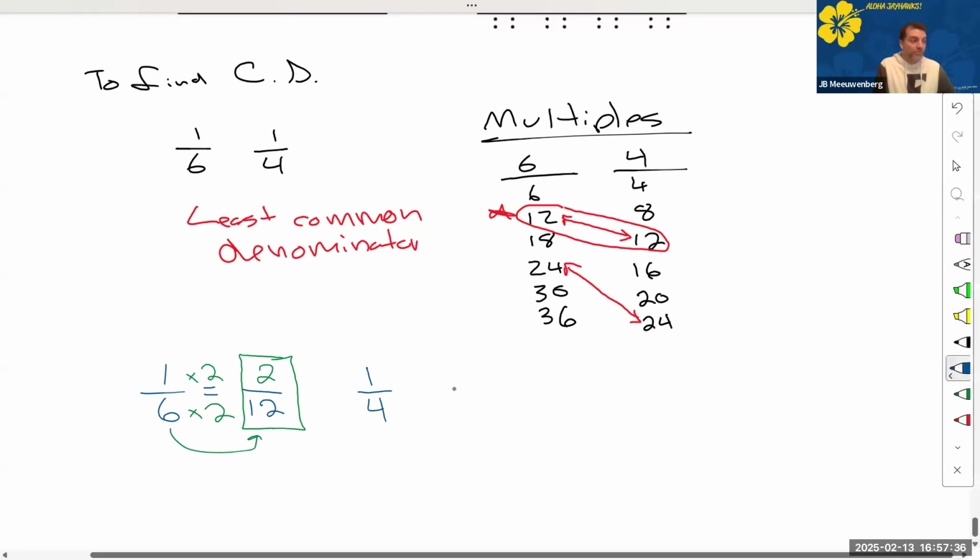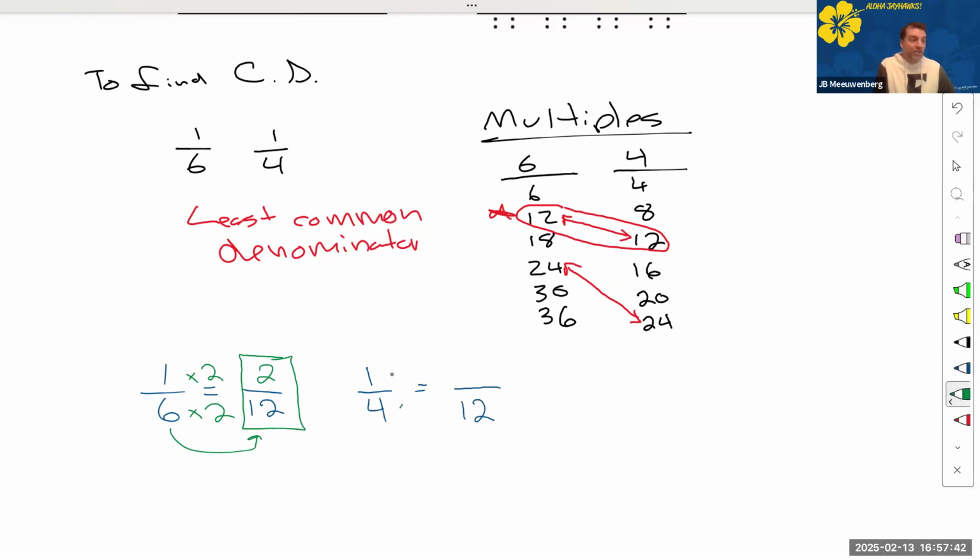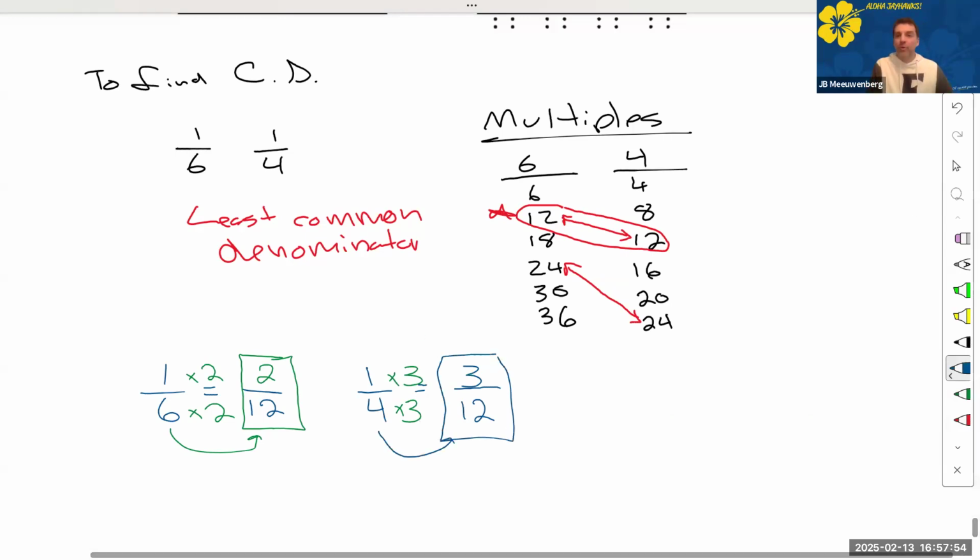Similarly, with 1/4, we look to build that new denominator and ask if we can find some factor we can multiply by. We notice that would be a 3. So 1 times 3 is equal to 3. And again, we have a fraction equivalent to 1/4.